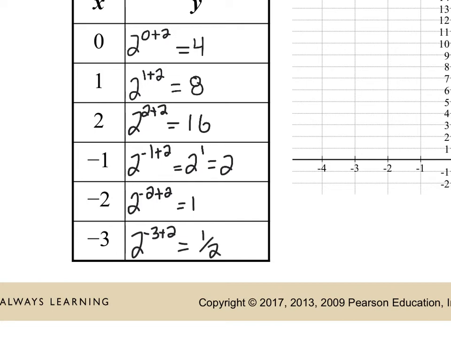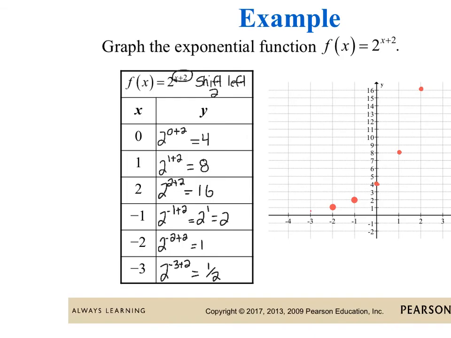And then we simply graph these ordered pairs and connect them with that shape we've been exploring in these last examples. Here are ordered pairs, and then we connect them with a smooth-ish increasing curve. And we make sure that we don't cross that horizontal asymptote at y equals 0.